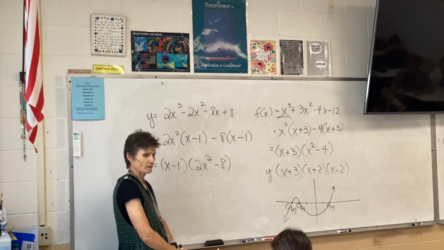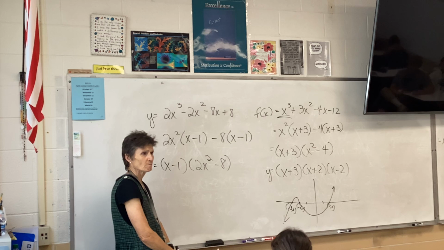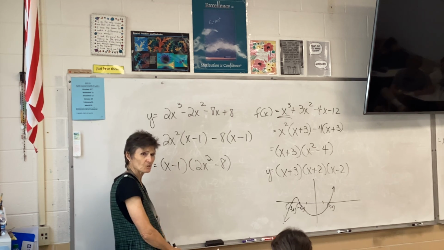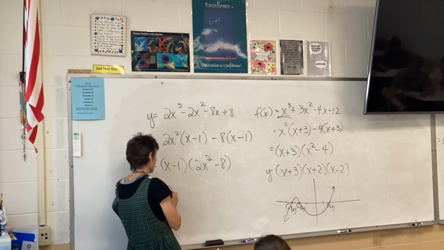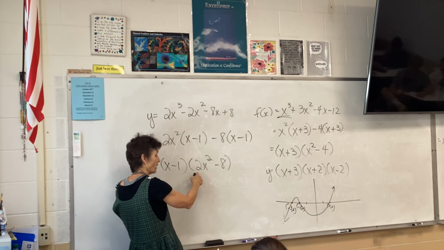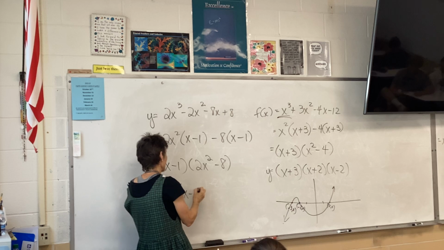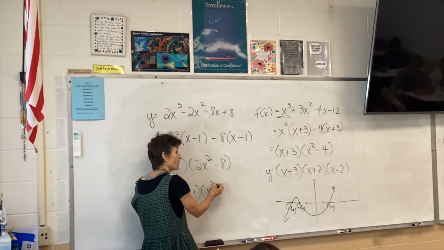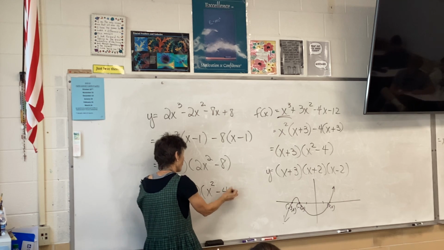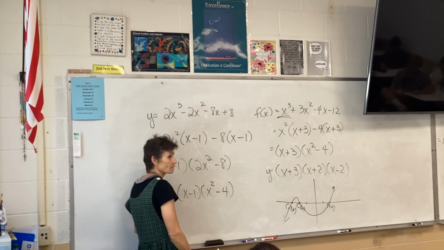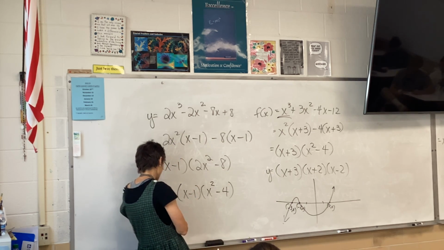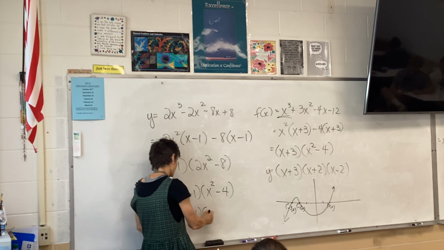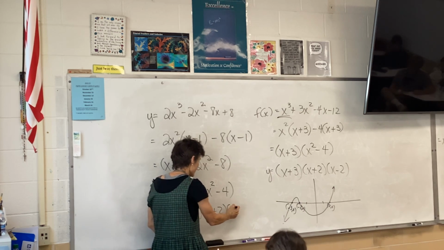What about 2x squared minus 8? Can I do anything with that? Can I take out a 2? Okay. So I'm going to put the 2 out here in front. I'm taking a 2 out. And then if I take a 2 out of here, I'll be left with x squared minus 4, which is x plus 2, x minus 2.